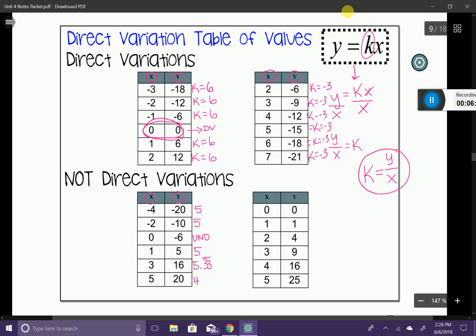Same idea for the last one, y divided by x. So we do see that it goes through 0, 0. So that actually says that, oh, this could be a direct variation, but we have to do the other test. 1 divided by 1 is 1. 4 divided by 2 is 2. At this point, we can stop. We don't even need to go any further because we can see that they do not equal. The constant is not the same. Therefore, it is not a direct variation.